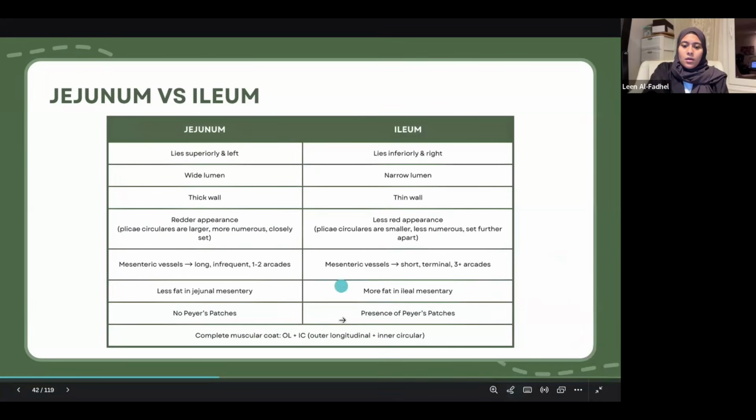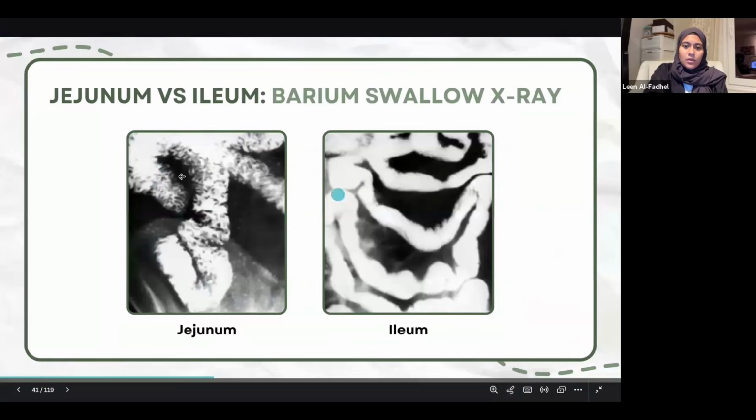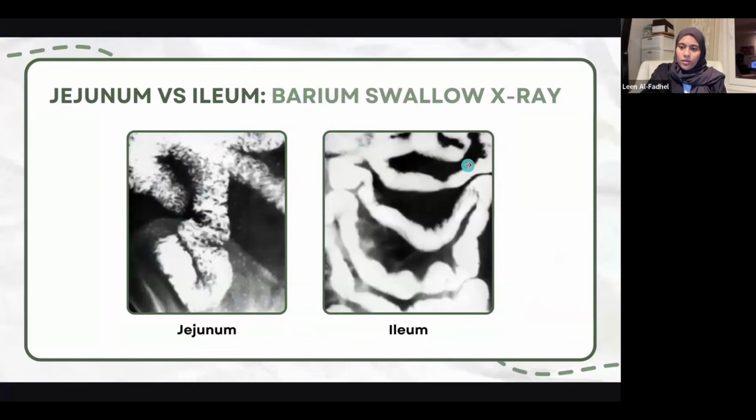Okay. What about the barium swallow? They do a barium swallow test. As you can see, the jejunum here is way more rough, way more jagged. What does that mean? Plica circularis. There's a lot more plica circularis in the jejunum than in the ileum. The ileum looks very smooth compared to the jejunum.